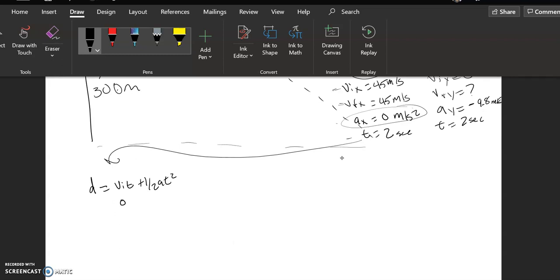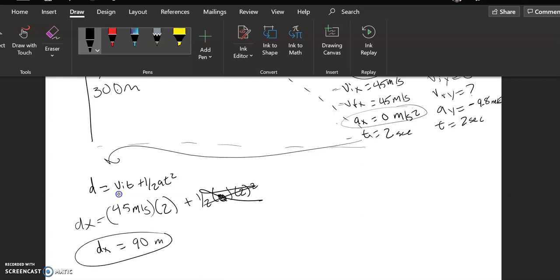So initial velocity was 45. So 45 meters per second times time, which is 2, plus 1/2 times a, which is 0, times time, which is 2. All right, so anything times 0 is 0, so that's going to cancel. And you have dx is equal to 45 times 2. So dx is equal to 90 meters. And that's dx. All right, so let's solve for dy now.